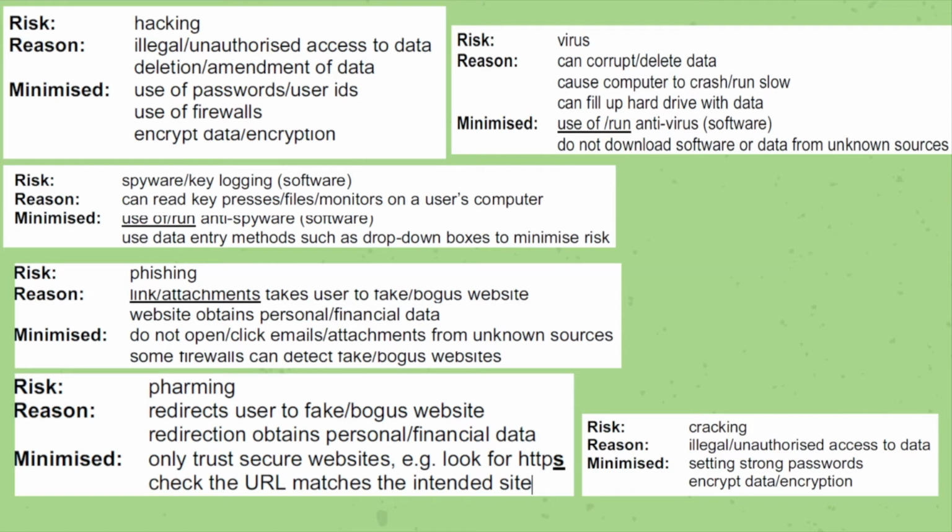Spyware can be minimized by usage of anti-spyware software, and by using data entry methods such as drop-down boxes to minimize risk. Phishing can be minimized by clicking only on email from known sources. Some firewalls can detect fake or bogus websites. Pharming can be minimized by only trusting secure websites and looking for HTTPS, where the S stands for secured. Virus can be minimized by usage of antivirus. Do not download software or data from unknown sources. Cracking can be minimized by setting strong passwords and encryption of data.